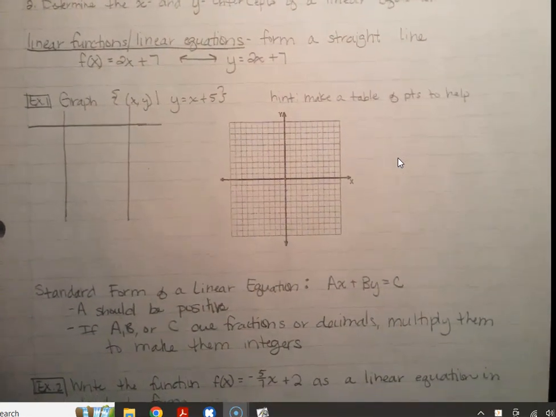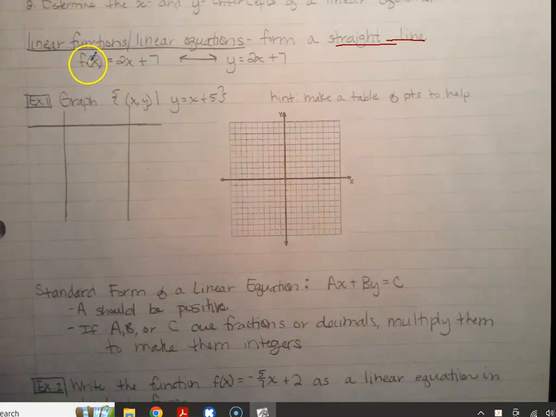So first up, linear functions or linear equations. They form a straight line. That's the big thing. We're going to have a straight line. And they have two different forms. We can use function notation and have f of x equals 2x plus 7. Or we can use more of an equation format, y equals 2x plus 7. So it can be a linear function using f of x or the equation format using y.